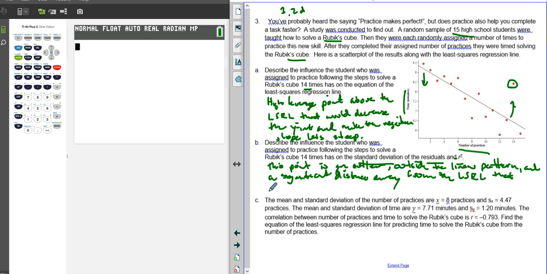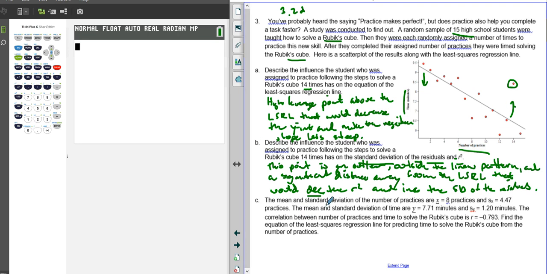That would decrease the R squared value and increase the S value, the standard deviation of the residuals. That's what's going to happen here. Hopefully you can read that. So the point is an outlier outside the linear pattern and a significant distance away from the LSRL, that would decrease the R squared and increase the standard deviation of the residuals. Hopefully that makes sense as well.